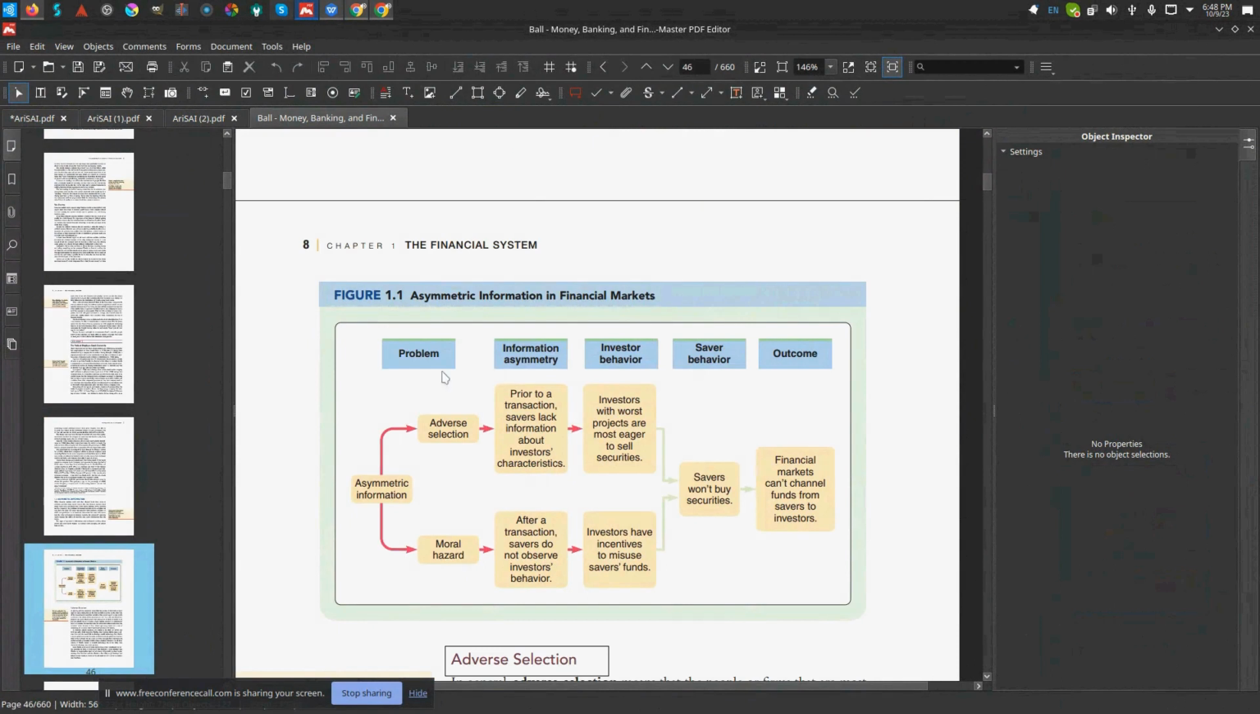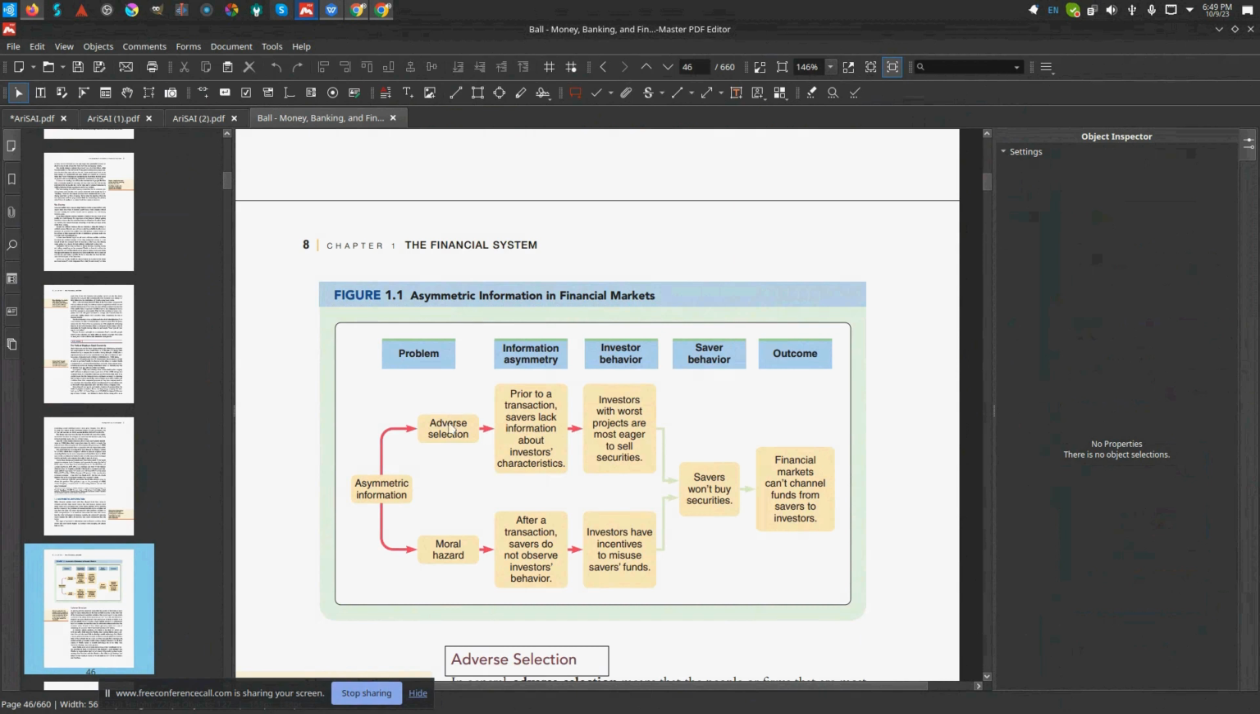Here's figure 1. In financial markets, the problems, you have information asymmetry, investor behavior, saver behavior, and the outcome. All right, so let's just say for the first one, you got this asymmetric information where there's adverse selection. This adverse selection in the information asymmetry is prior to the transaction. Savers lack information about the investor's characteristics. Here's the investor's behavior. Investors with worse projects are most eager to sell securities. Here's the saver's behavior. Savers won't buy securities. The outcome, financial markets can't channel funds from savers to investors.